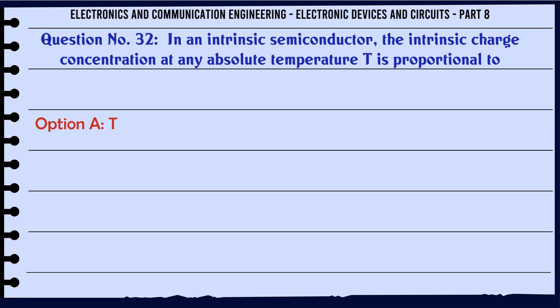In an intrinsic semiconductor, the intrinsic charge concentration at any absolute temperature T is proportional to A. T, B. T^2, C. T^3, D. T^4. The correct answer is T^3.